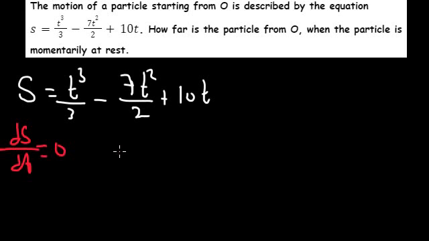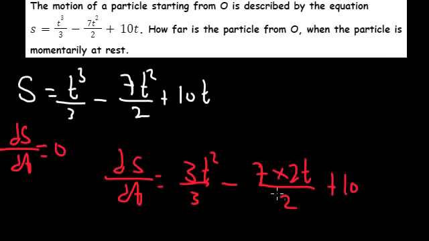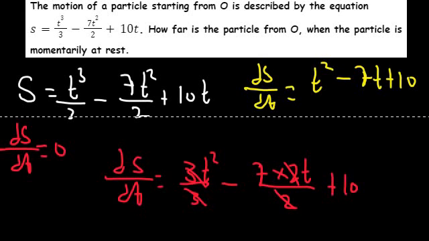So therefore, we said the ds/dt is equal to, so when this comes, we have 3t squared over 3, then minus 7 times 2t over 2 plus 10. So the 2 reduce, likewise the 3. So therefore, the ds/dt is equal to t squared minus 7t plus 10. So that is the derivative of the displacement function.